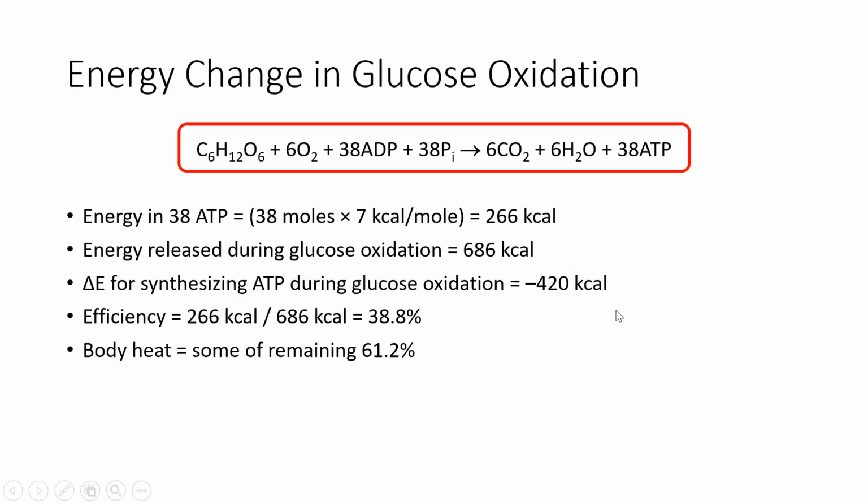And so that exposes a gap of 420 kilocalories, which tells us that this has been lost as heat, which is the price that we pay for transferring that energy to make ATP. Okay, so that tells us that this is a 38% efficient process. In other words, only 38% of what we liberate from glucose we can actually harness in our cells to do work. And so 61% of that is simply lost as body heat. All righty.